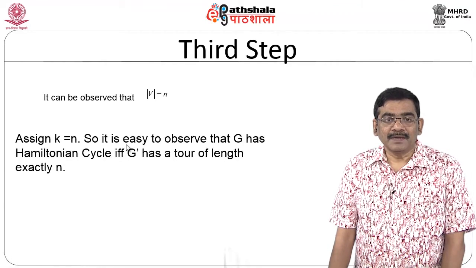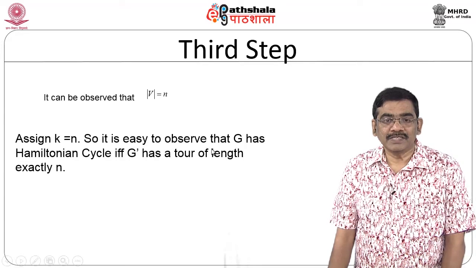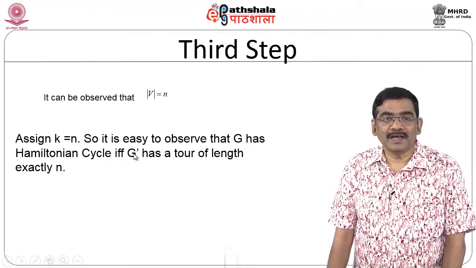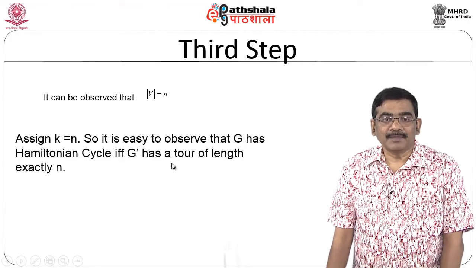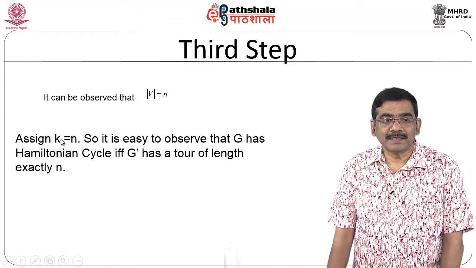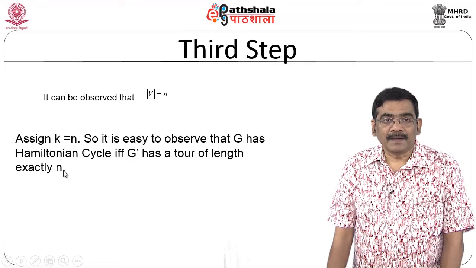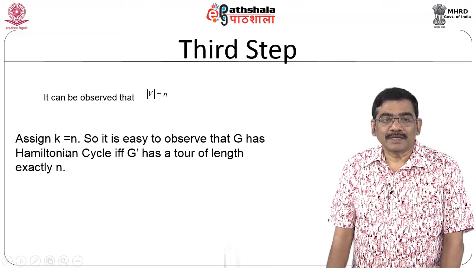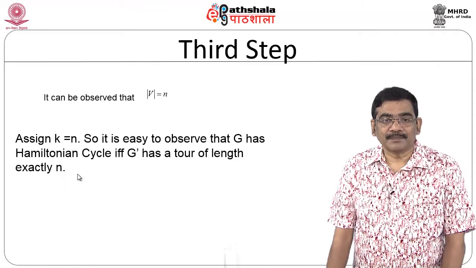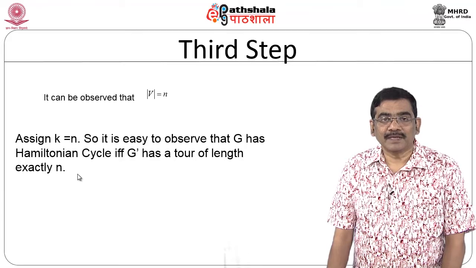In other words, if the graph G has a Hamiltonian cycle, then G prime will have a tour of exactly length n. By assigning the weight of 1 to all the edges, we can say that it is of length k. So we can come to a conclusion that this is possible only if the Hamiltonian cycle is there. This is a kind of proof you can argue.